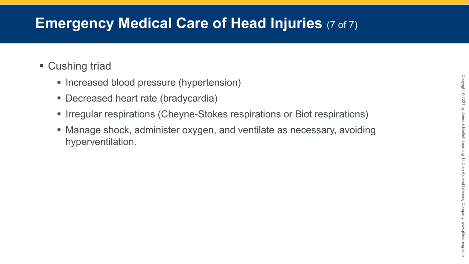Cushing's triad is a classic sign of increased intracranial pressure. It consists of increased blood pressure, decreased heart rate, and irregular respirations such as Cheyne-Stokes or Biot respirations. Managing these patients involves administering oxygen, providing ventilatory support if necessary, and avoiding hyperventilation unless directed by medical control.